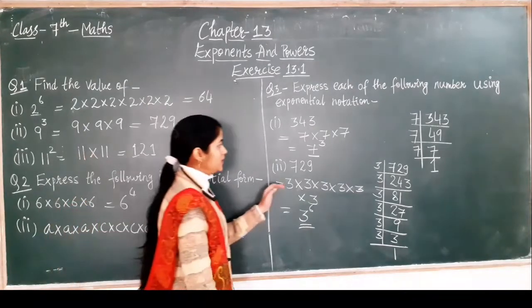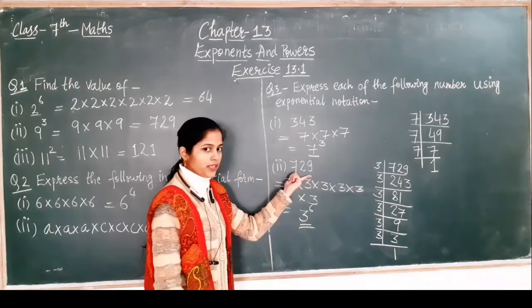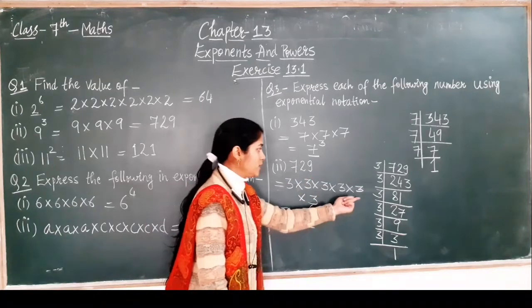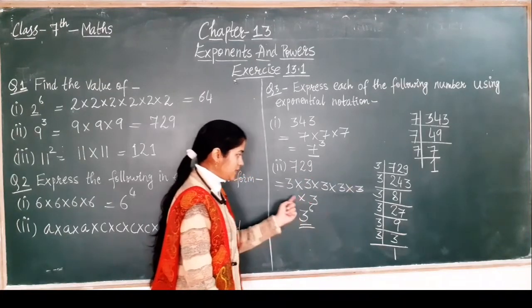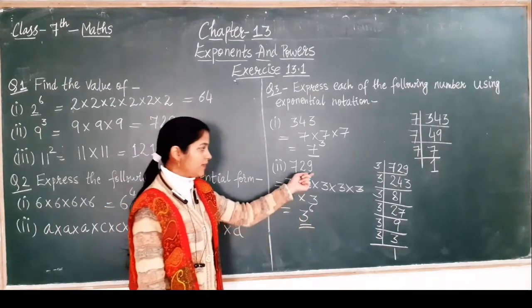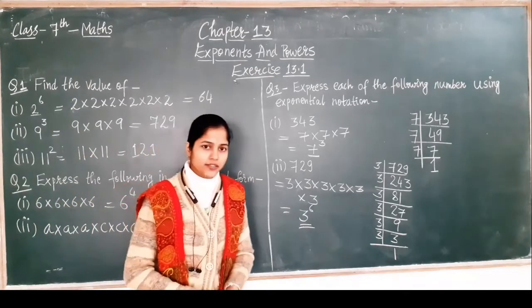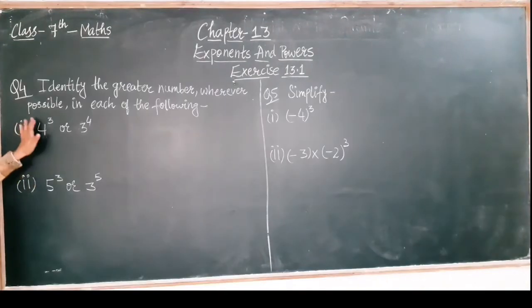So what we have done: first we found the prime factorization of the given number. Then we wrote down all the factors. Then we wrote the exponential form of the given number. So now let's see our next question. Let's move on to question 4.